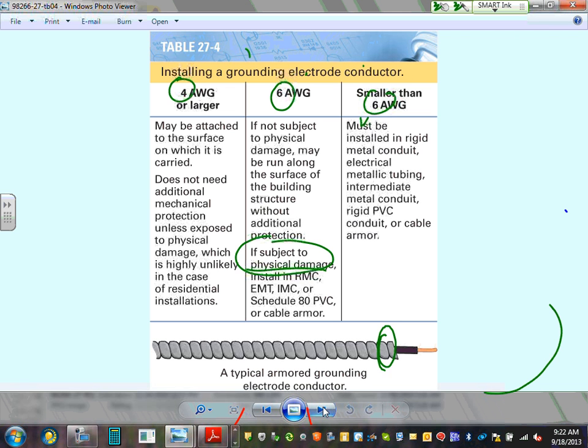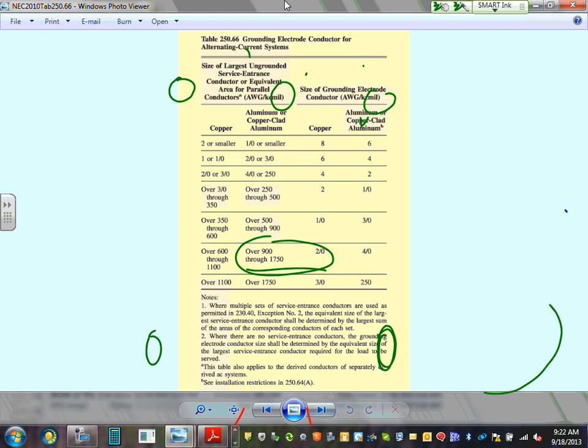Otherwise, you have to put protection over it, like flexible armor cable, an armor cable like this one, or you can use a conduit. PVC is the conduit of choice, because then you don't need to bond both ends. So this is a very, very interesting slide. I can't emphasize it enough in terms of insulation.